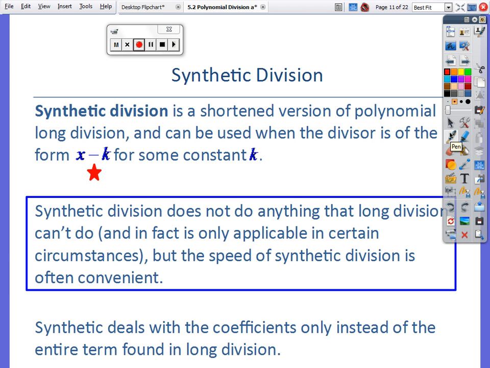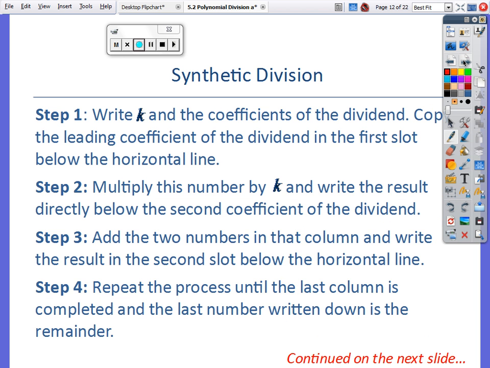Synthetic division does not do anything that long division can do. Actually, long division does more. It just takes a little longer. But synthetic division is so much quicker that it's so good to use, especially when we can. And so we take away the variables with synthetic and just deal with the numbers, which is usually what students like. They just want the numerical values and not necessarily the variables.